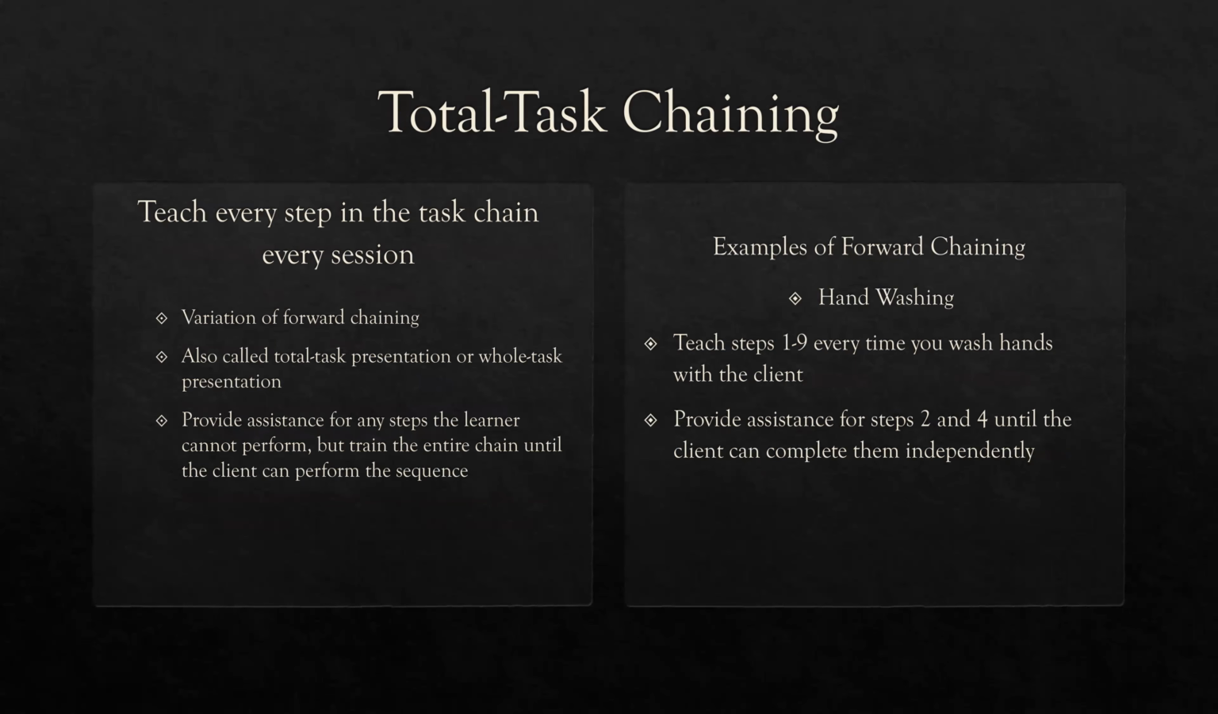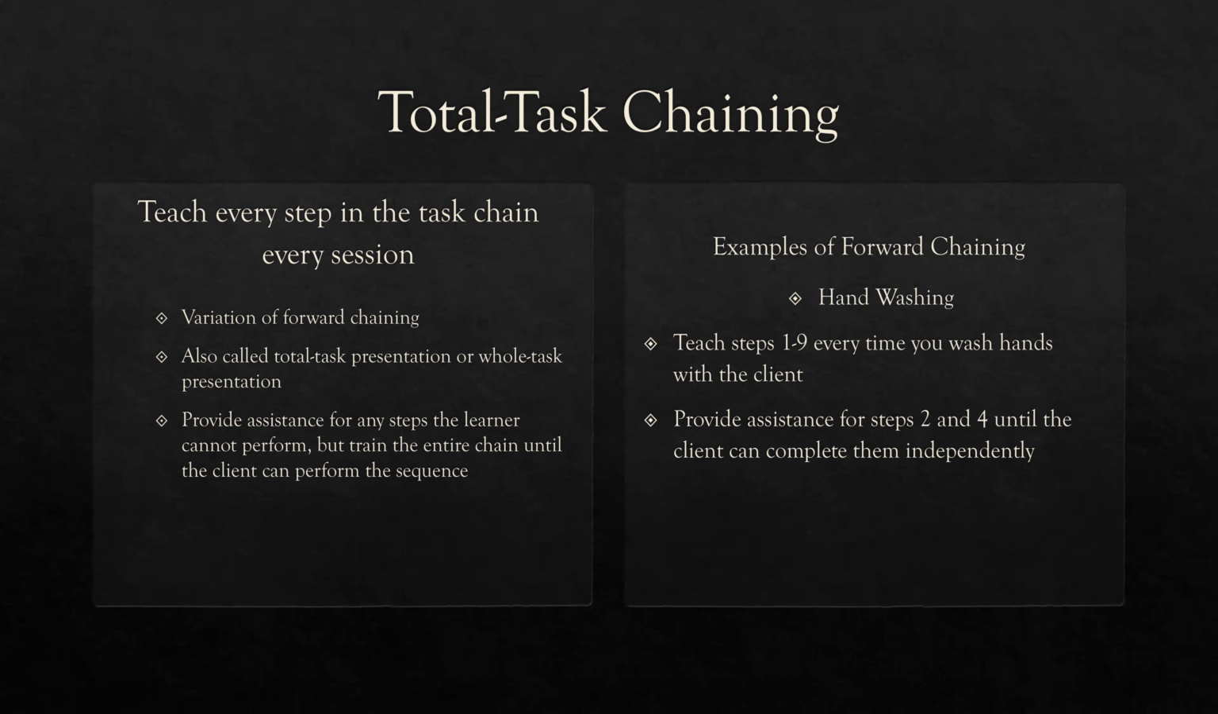Total task chaining is when you have, let's say, a very skilled learner who knows most of the chain. Maybe you have limited time. Maybe the client already knows most of the chain. Whatever it might be, with total task chaining, we're not teaching forward to back. We're not teaching backward to forward. We're teaching the whole chain.